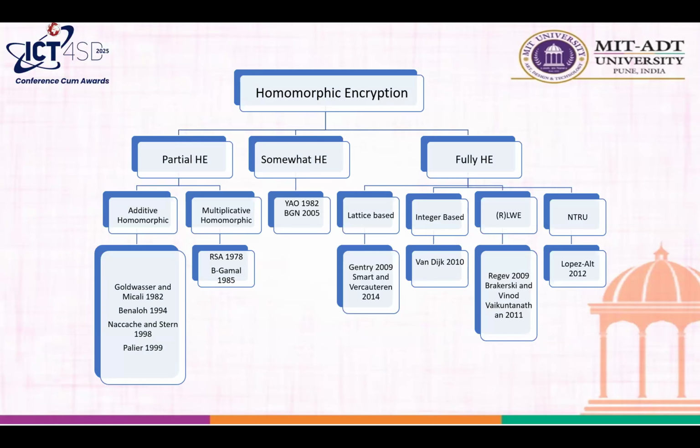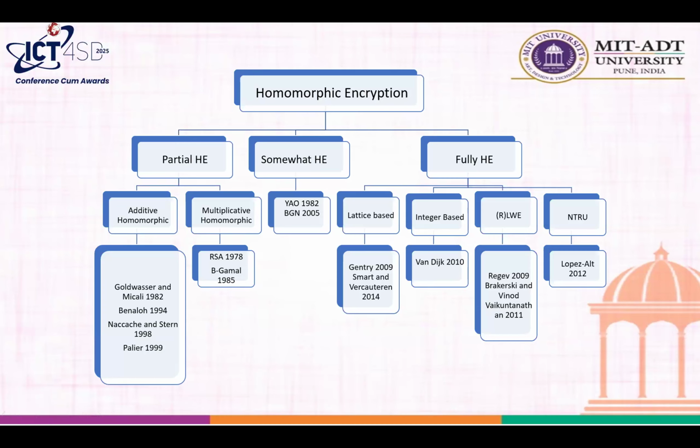But the fruitfulness we can see right now. So homomorphic encryption can be partitioned as, first, partial homomorphic encryption, then somewhat homomorphic encryption, and later fully homomorphic encryption.